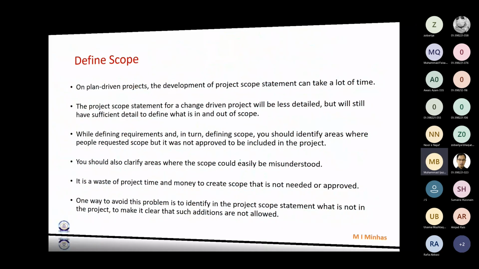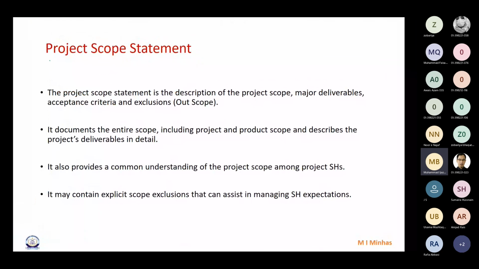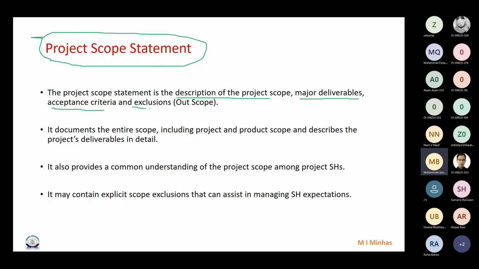Right, so the output of this process is a scope statement. And in the scope statement we need to write the complete description of the scope, the major deliverables, the acceptance criteria and exclusions particularly, right? So what all is included in the scope? Its major deliverables and the acceptance criteria. So we need to include these 3, plus the 4th thing is out of scope.